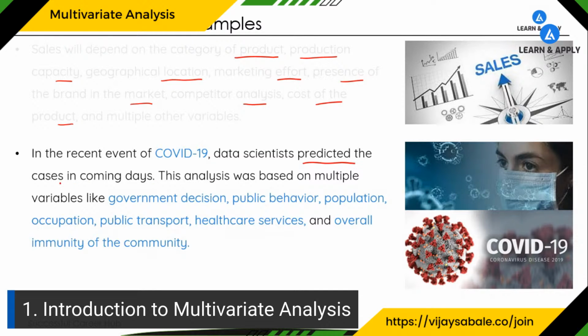Now, how is this prediction happening? This prediction is again happening based on multiple factors. And what are these factors? These are the factors, but not limited to: government decisions, government policies, public behavior, population, occupation, public transport, healthcare services, and overall immunity of the community, right? So it's a combination of many factors.